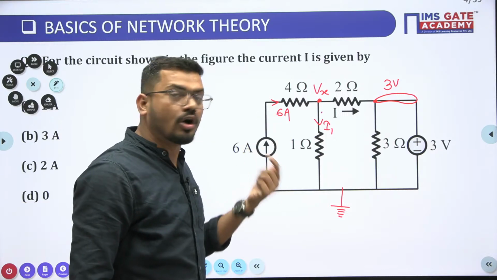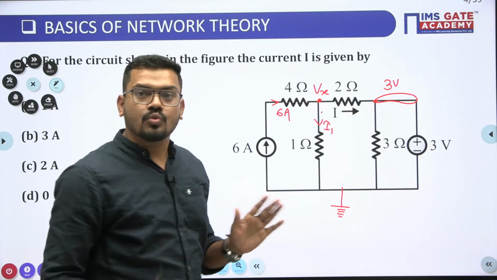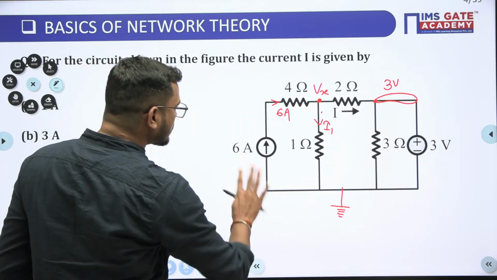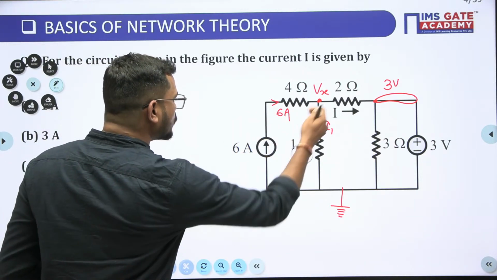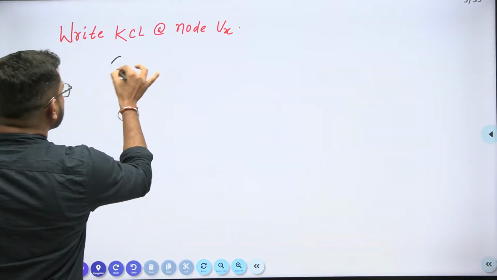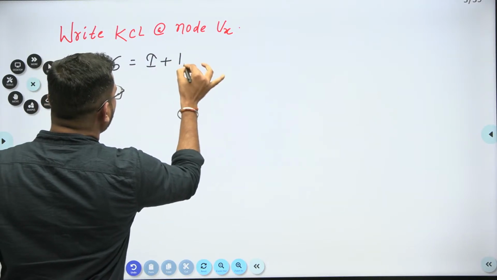And what about outgoing current? Outgoing current is I and I1. So what can we write here? Simply, 6 is equal to I plus I1. So I'm writing here 6 is equal to I plus I1, guys.